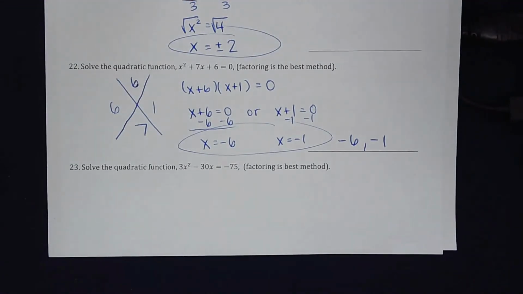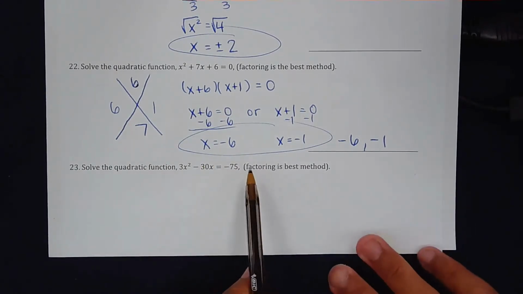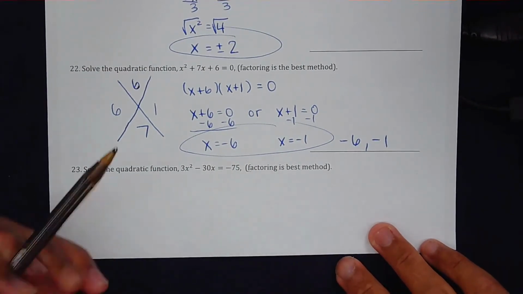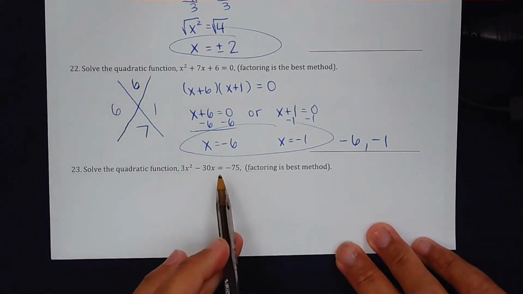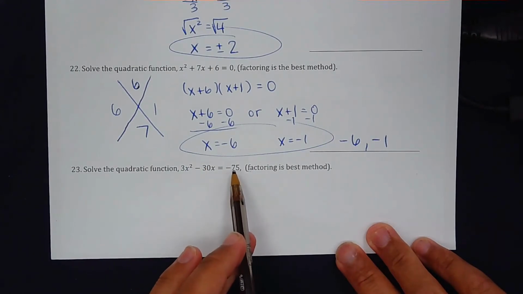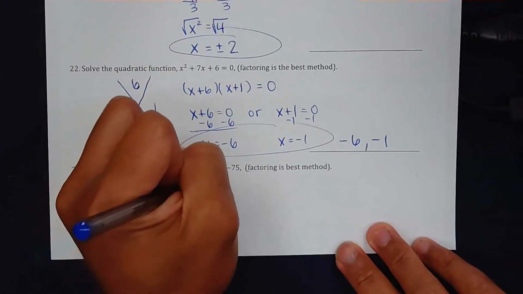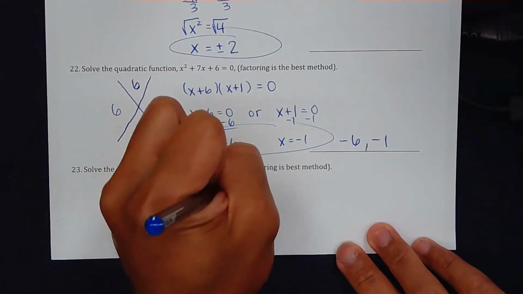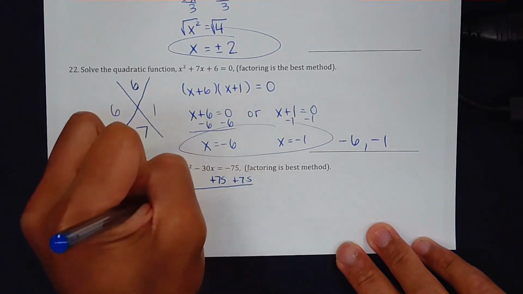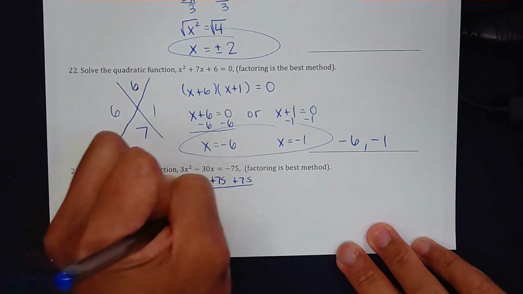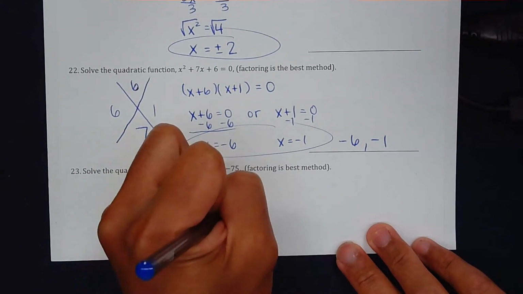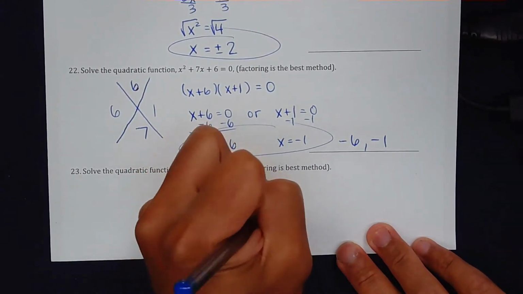All right, question number 23. 3x squared minus 30x is equal to negative 75. All right, so remember, factoring is the best method. So remember, with factoring, we have to go ahead and set it equal to 0. So on this right-hand side, we have negative 75. To make that a 0, we have to add 75 to both sides. So add 75, add 75. 3x squared minus 30x plus 75 is equal to 0.